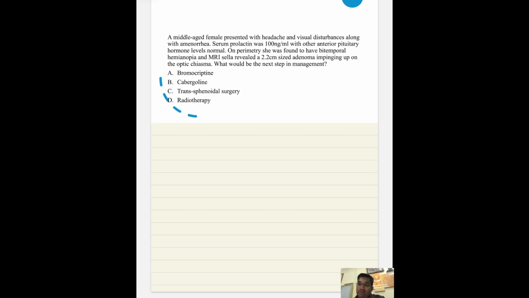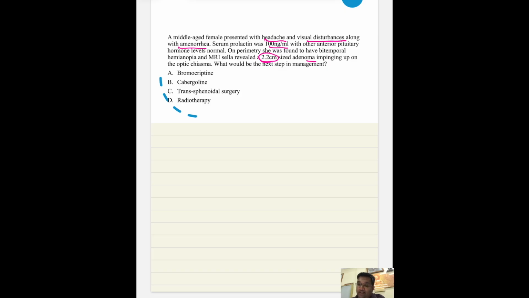The first question is: a middle-aged female presented with headache and visual symptoms along with amenorrhea. Prolactin was 100 and other anterior hormone levels were normal. On perimetry she was found to have bitemporal hemianopia, and MRI sella revealed a 2.2 centimeter sized adenoma, which is obviously impinging on the optic chiasma. So what would be the next step?